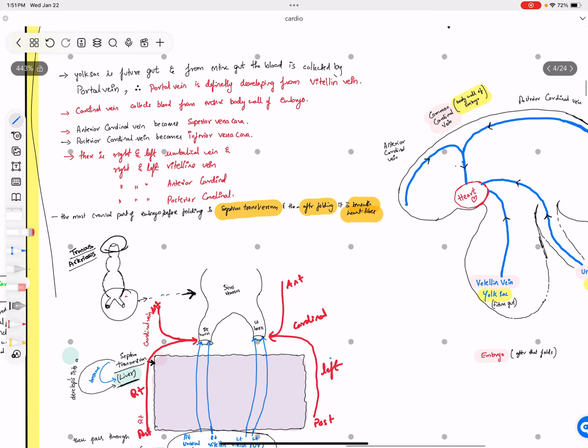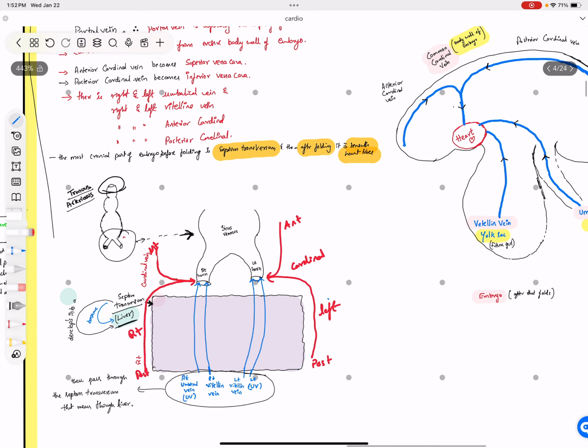generally the yolk sac is our future gut. From the entire gut, the blood is collected by the portal vein. Therefore, the portal vein is definitely developing from the vitelline vein. And cardinal veins collect blood from the entire body wall of the embryo. The anterior cardinal vein becomes the superior vena cava, the posterior cardinal vein becomes the inferior vena cava. There are right and left of all these veins.